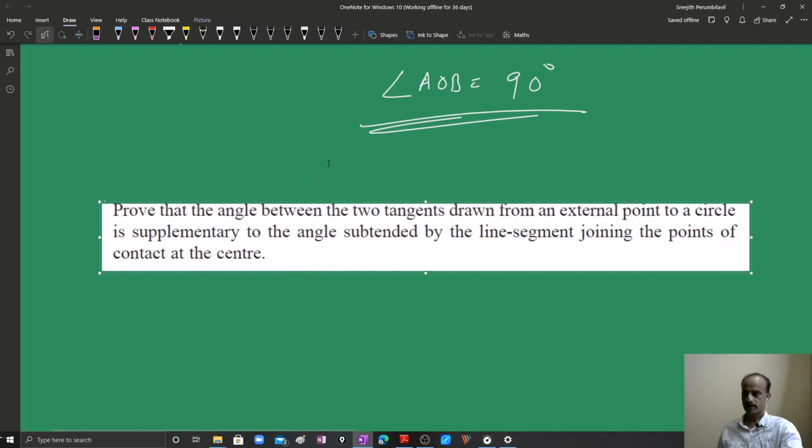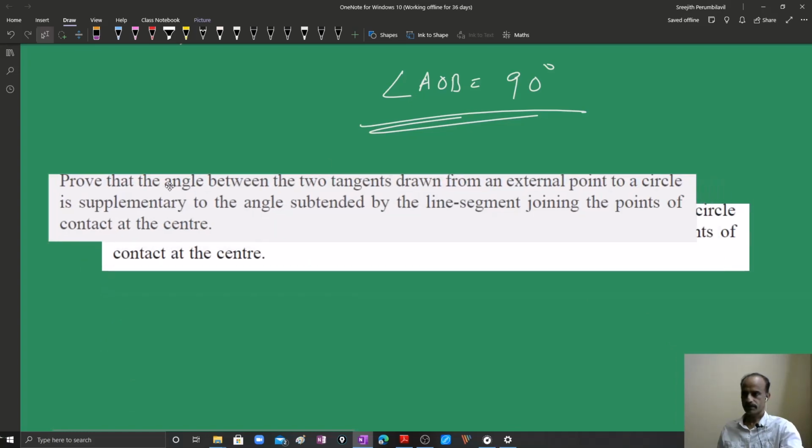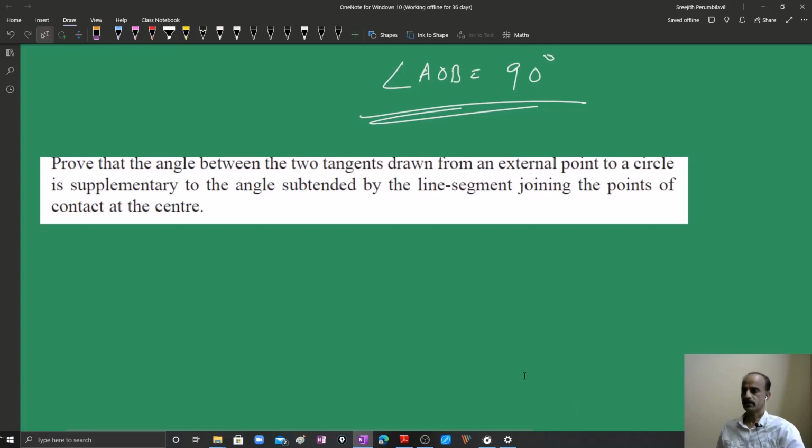Question number 10. Prove that the angle between two tangents drawn from an external point to a circle is supplementary to the angle subtended by the line segments joining the points of contact at the center.